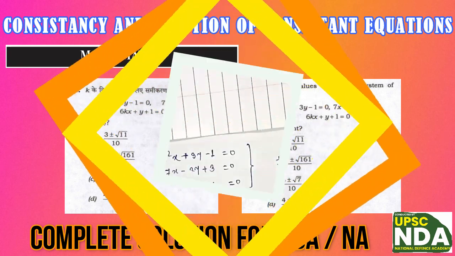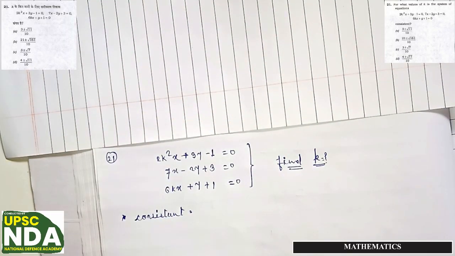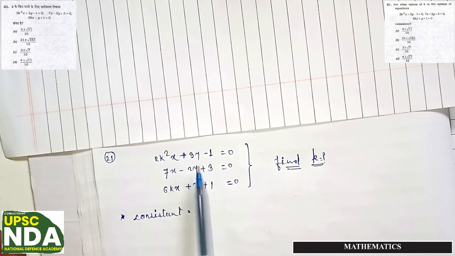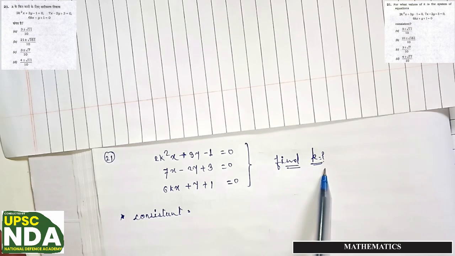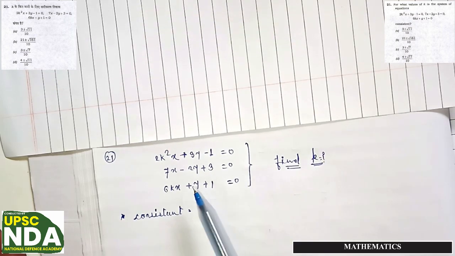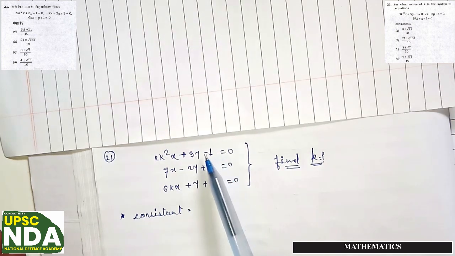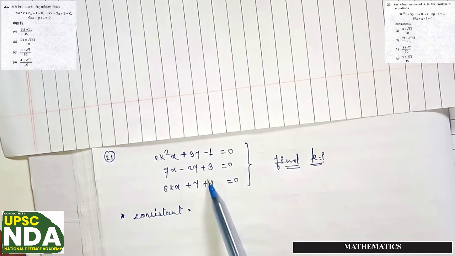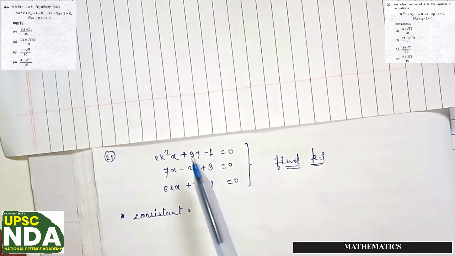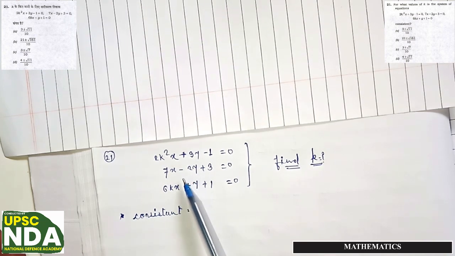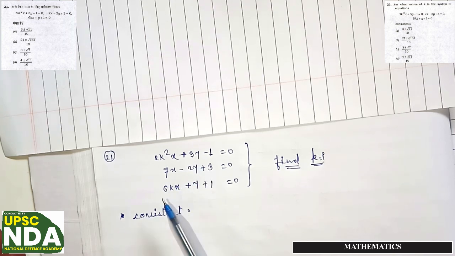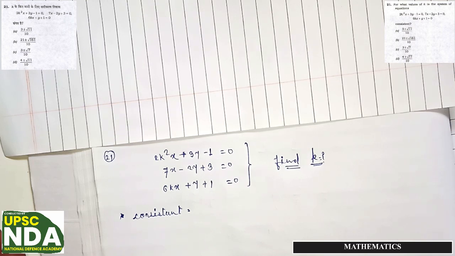In our solution, we are given 2k square x plus 3y minus 1 equal to 0, 7x minus 2y plus 3 equal to 0, and 6kx plus y plus 1 is equal to 0, and we have to find the value of k. Because k is involved in our three polynomial equations, we have to solve these equations. Along with these equations, we are given that they are consistent. So what is the meaning of consistent?